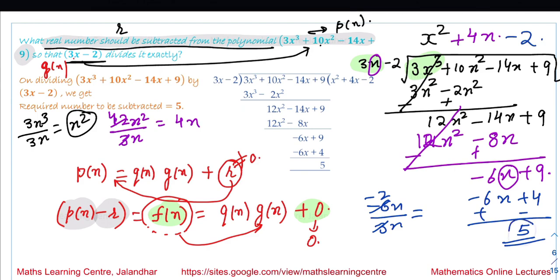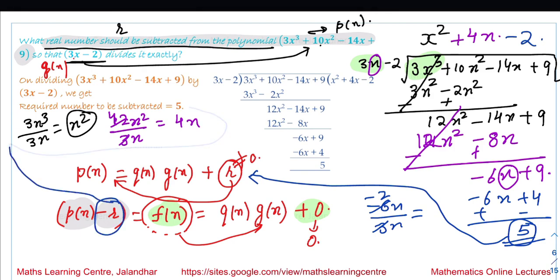So it means the required number we are talking about, this r, is 5, and this is the required number. That 5 should be subtracted from this polynomial so that 3x minus 2 exactly divides it.